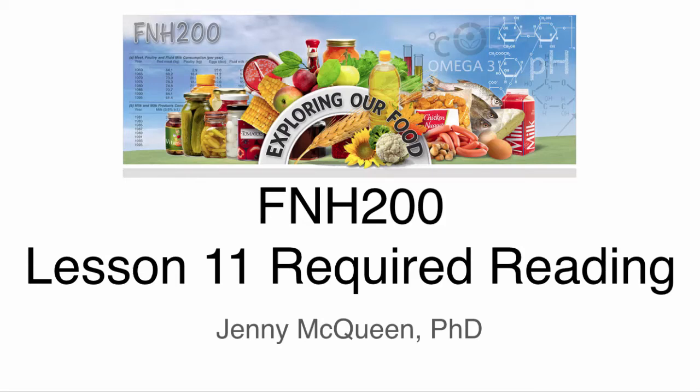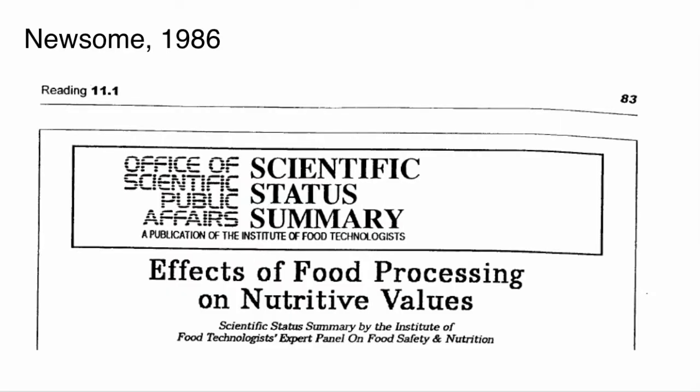Hi, this is a video about the required reading in Lesson 11. So we're going to go over the paper, which was written by Newsome in 1986, and this is a summary of the effects of food processing on nutritive values. This is a really important required reading in this course because the material in the text is not very deep, so a lot of the things that you'll need to know come from this text.